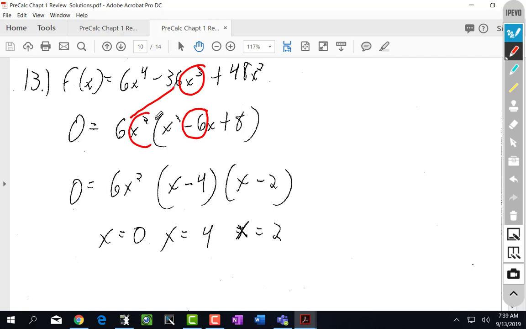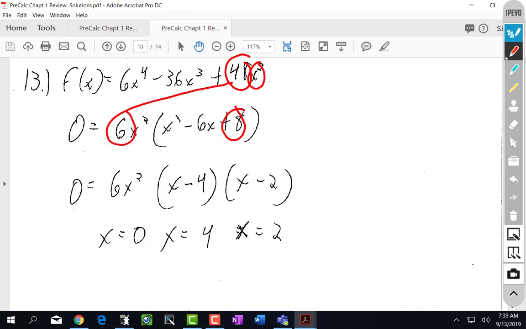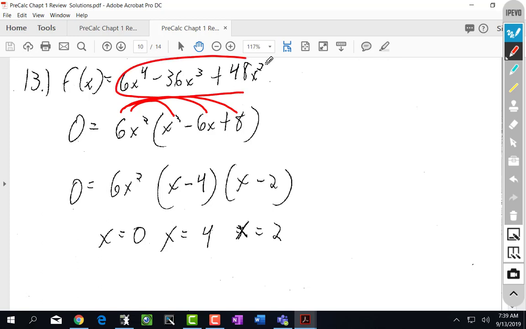X cubed divided by x squared is going to leave me this x. And then I'm going to take 48 divided by 6, that gives me the 8, and x squared divided by x squared is 1, and that's why it's just 8 by itself. So now I have 6x squared times (x squared minus 6x plus 8). Of course you can check by redistributing and see if you get that original answer, and you do. So I know that I factored it correctly.